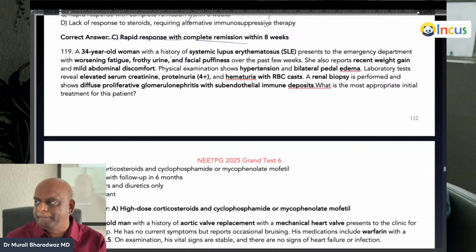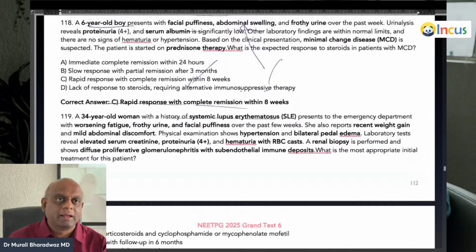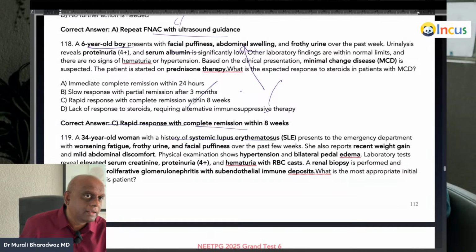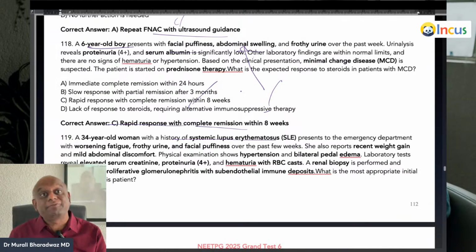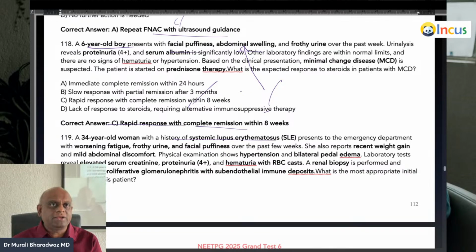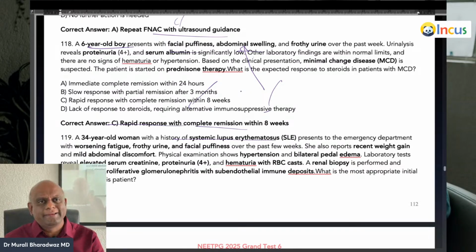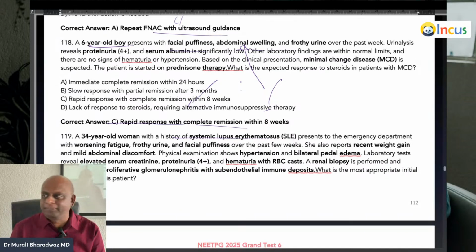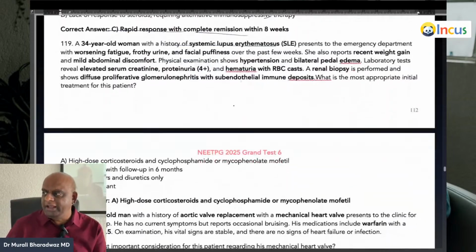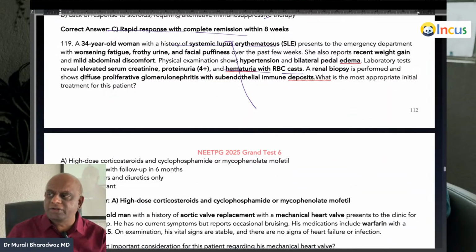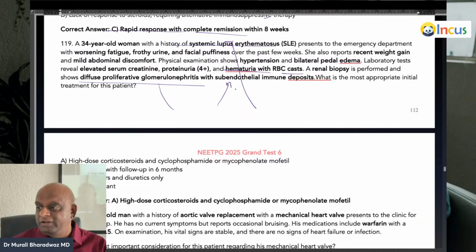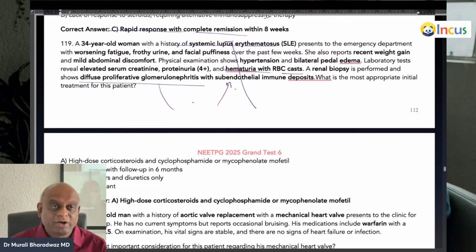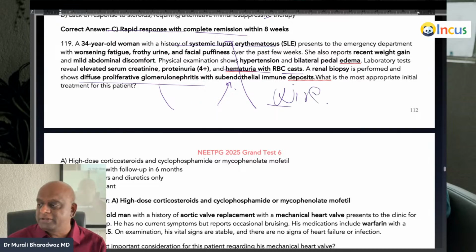34-year-old with SLE. Glomerulonephritis: nephritic has hematuria, nephrotic has proteinuria, lipiduria, anasarca, venous thrombosis, etc. Then in SLE, there is hematuria, RBC casts and diffuse proliferative glomerulonephritis with the subendothelial immune deposits, lupus nephritis. What are they called? Wire loop lesions in lupus nephritis.